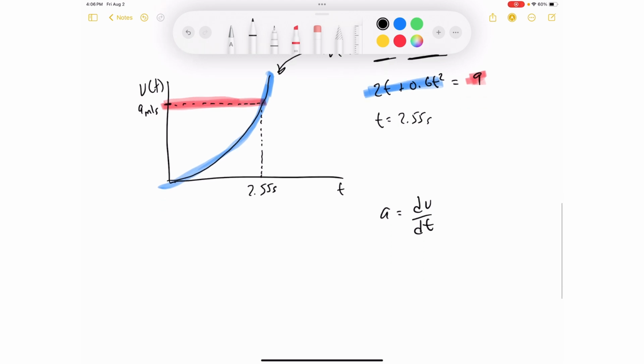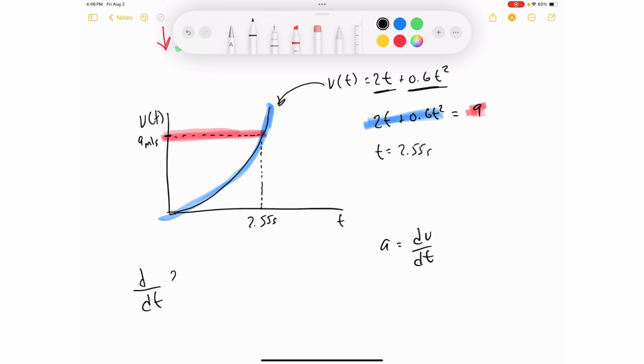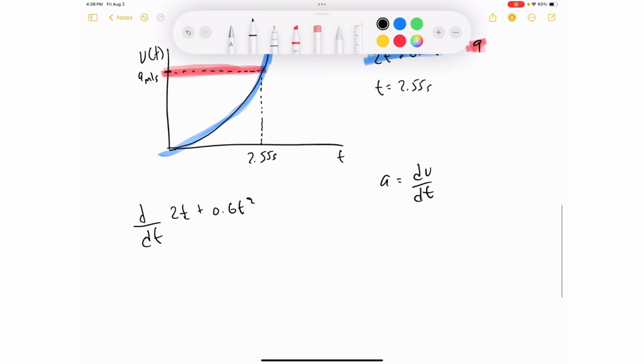Meaning I have to do d/dt, take the derivative of 2t plus 0.6t squared. And if I do that, I'll get acceleration. So you'll end up here with 2t is just 2, plus 0.6t squared is 1.2t. So this becomes this, and this is acceleration, right? Now I have acceleration.